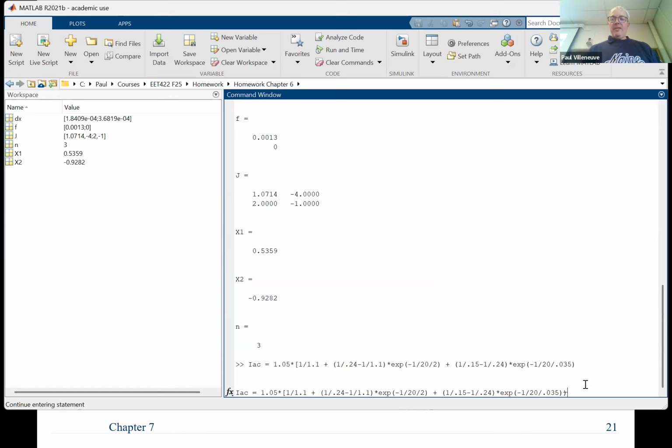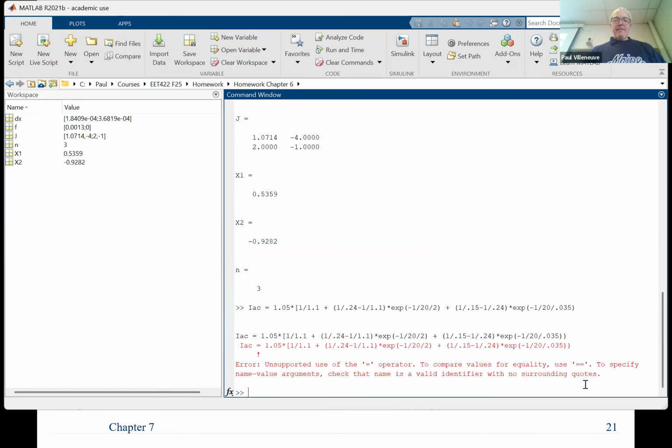Did I forget to put the parentheses here? All right. What, it doesn't support the use of equal. Oh, I know why. I don't have a closed bracket. Sorry about that. I need to close the bracket here, I believe.